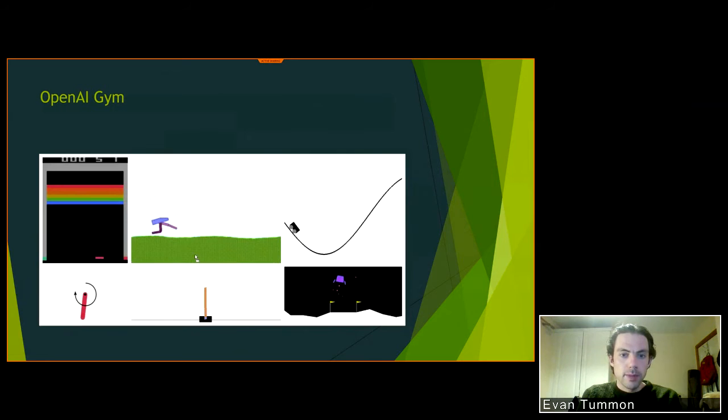And yeah, I just have some examples here as to what interfaces OpenAI Gym provides. We can see there are some Atari games, the classic cart pole problem, as well as a pendulum problem.